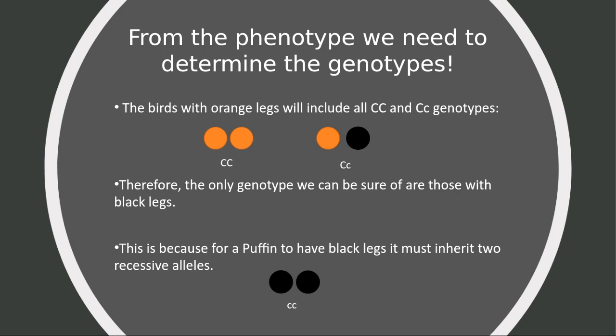Therefore, the only genotype that we can be sure of in terms of numbers are those with black legs, because we know that any puffin that has black legs must have inherited two recessive alleles. So the puffins with black legs, they're going to have one black allele from mother and one black allele from father, but we can be sure, since we know that the black allele is the recessive one, that this is an unmixed group, and we can actually figure out the numbers and utilize this in our problem.